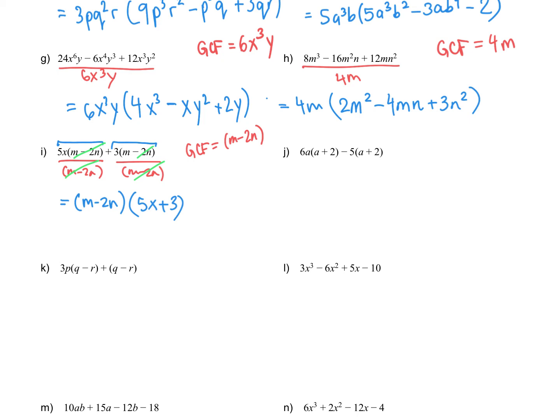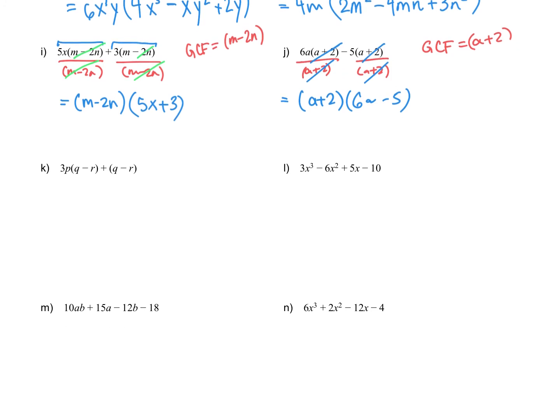Let's try it again. In the next example, a plus 2 is common, so that will be my common bracket. And it is very important that the brackets are identical. If they were not identical, you wouldn't be able to factor this. So I will show my GCF as division. I will write my bracket, and my leftover bracket will be, well, these brackets cancel out, so I'm left with 6a. These brackets cancel out, so I'm left with negative 5. And there we are.